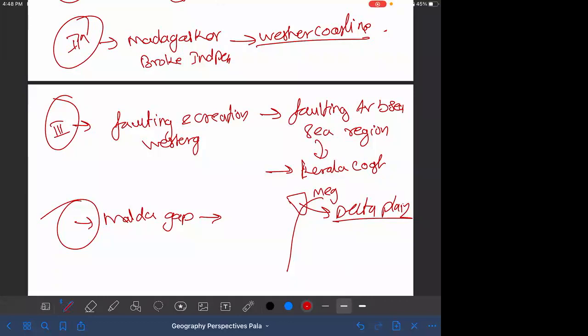So I think a few general characteristics of these coastlines can be understood, and a few comparisons can be made, and a couple of notes I'll dictate after the break.